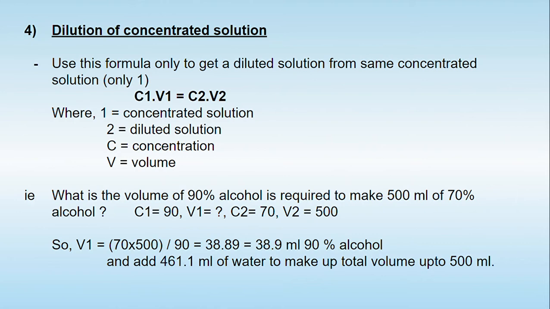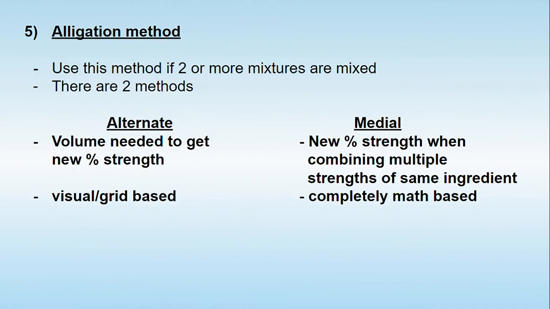Okay, keep in mind I am going to use the same concentrated solution to make different, less concentrated percentage solutions. Now the most important calculation in the pharmacy is called the alligation method. Alligation method is generally used when two or more mixtures are mixed. Here there are two types, alternate and medial. When I want to find out what volume is needed to get the newer percentage strength, then I will go for the alternate method.